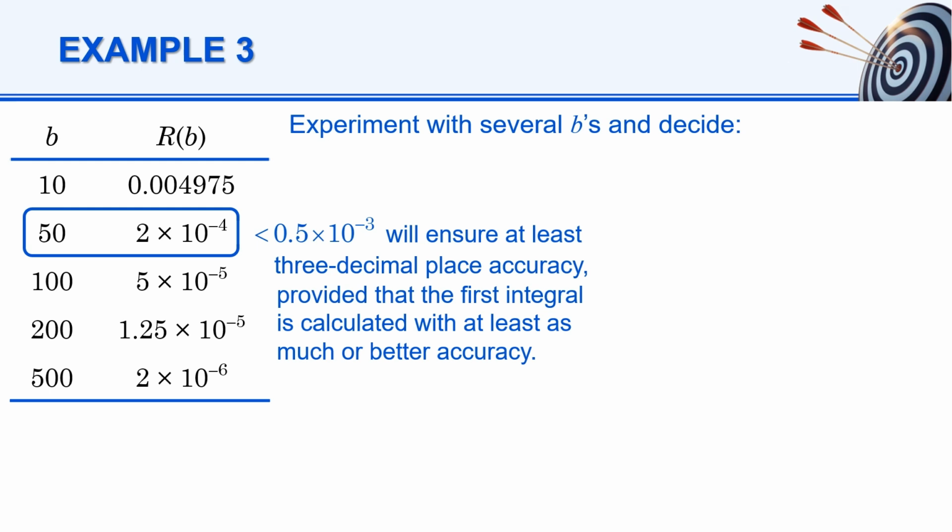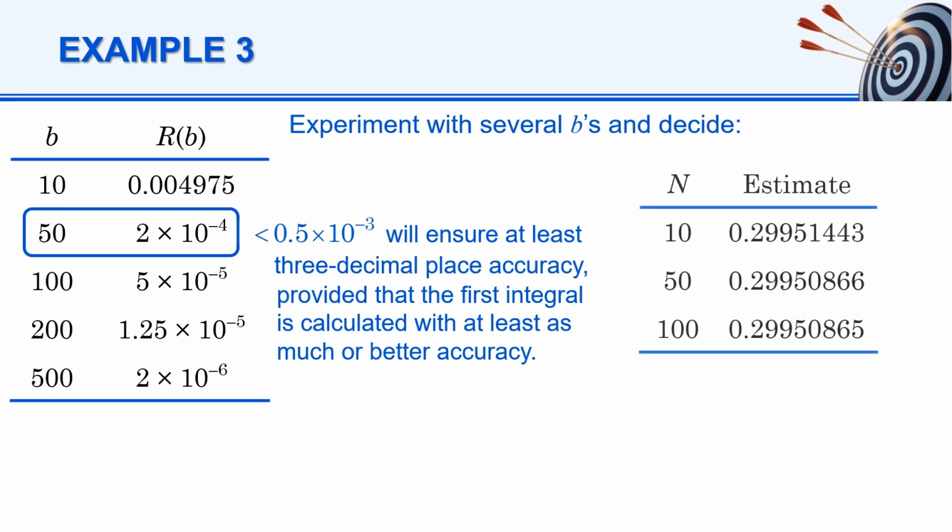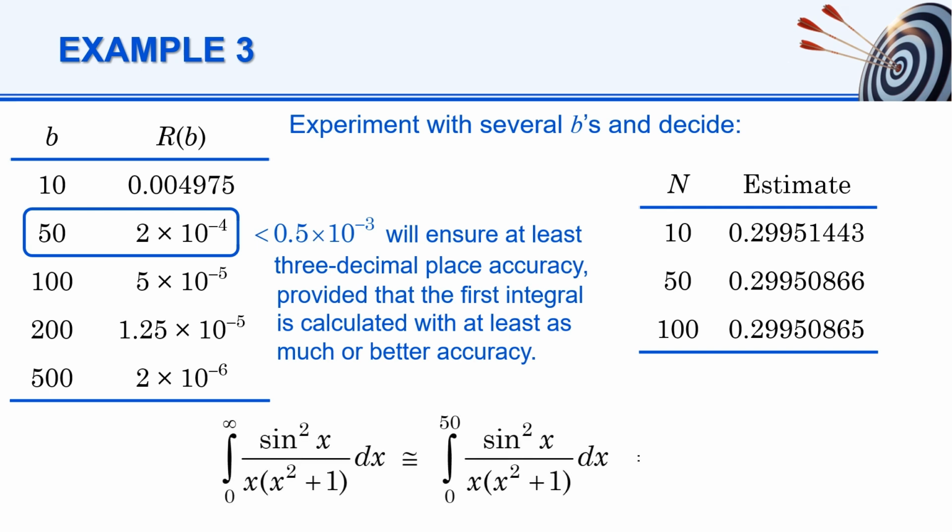The first part is approximated for b equals 50 and n equals 10, 50, and 100 panels using Simpson's rule, and the results are tabulated. It is clear that the estimate with 50 panels is 7 decimal place accurate. Finally, using this result, we obtain the estimate as 0.2995865. With this note, we end this lecture.